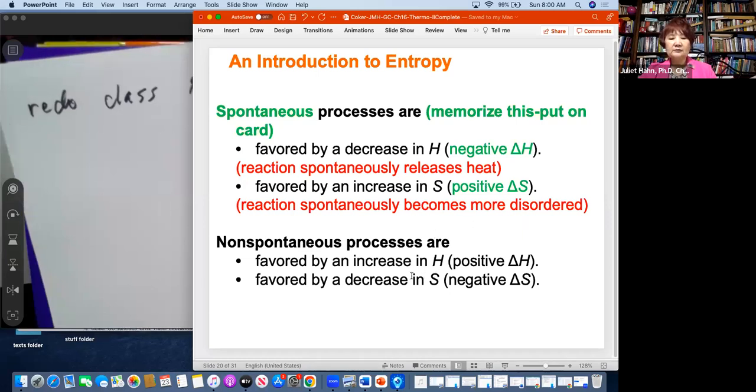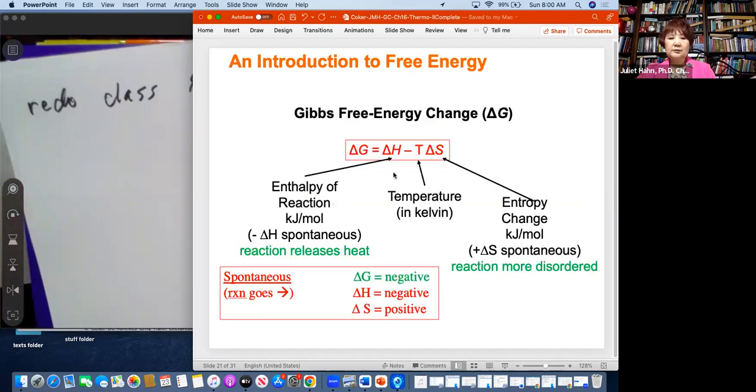Non-spontaneous processes are favored by a positive delta H and a negative delta S. So it becomes less disordered, and the reaction actually needs to have heat added to it in order to make the reaction go. So that is not a spontaneous process. So Gibbs free energy: the enthalpy term, negative delta H is spontaneous, the reaction releases heat.